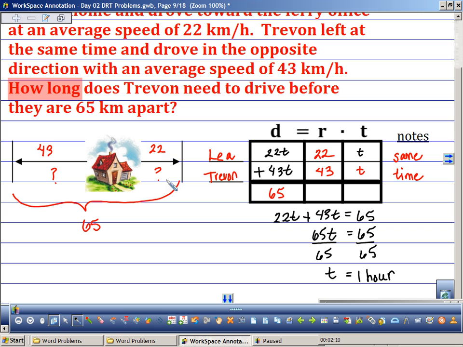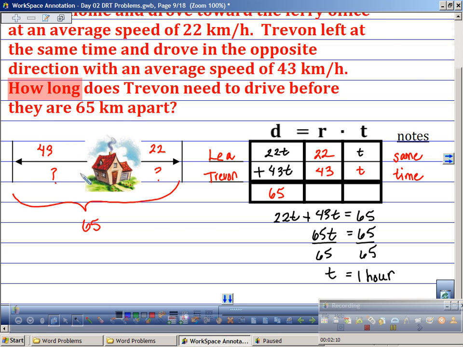She drove at 22 kilometers per hour. He drove at 43 kilometers per hour. Obviously, he got further, right, because he was driving faster. But they both drove 1 hour. Yes.